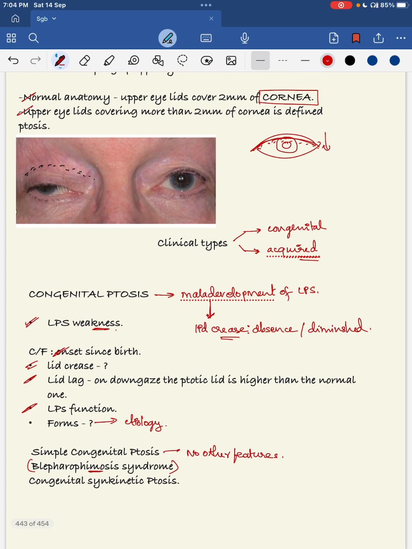In blepharophimosis syndrome, there is congenital ptosis. The components of blepharophimosis syndrome: congenital ptosis. There are other features. Blepharophimosis itself will be one feature.